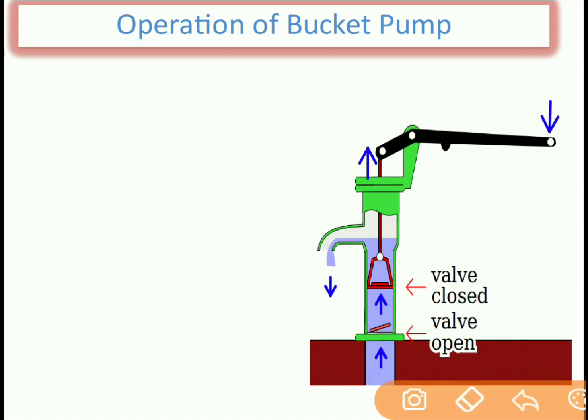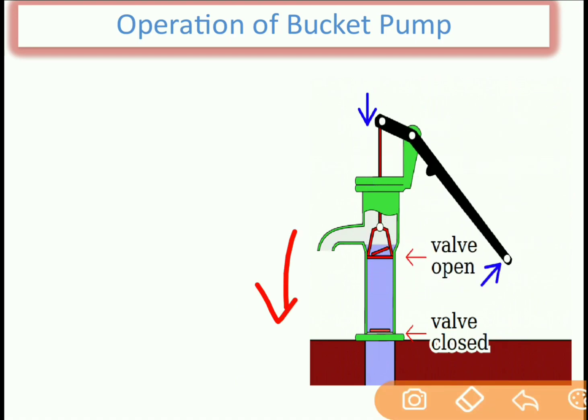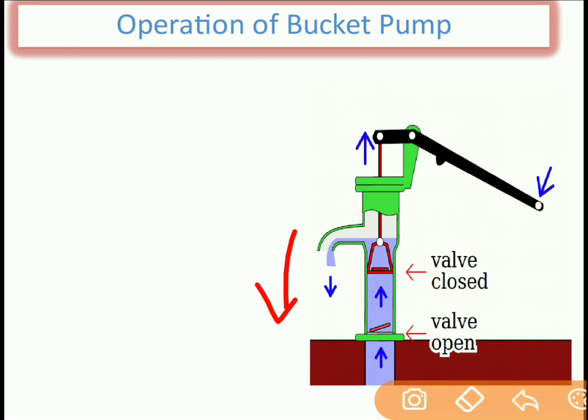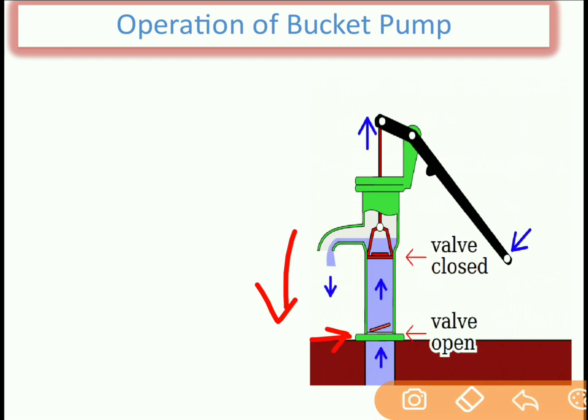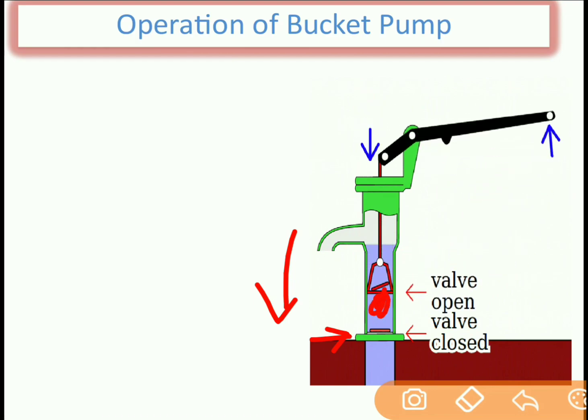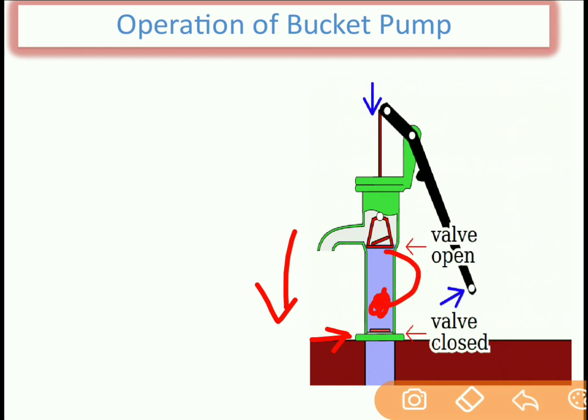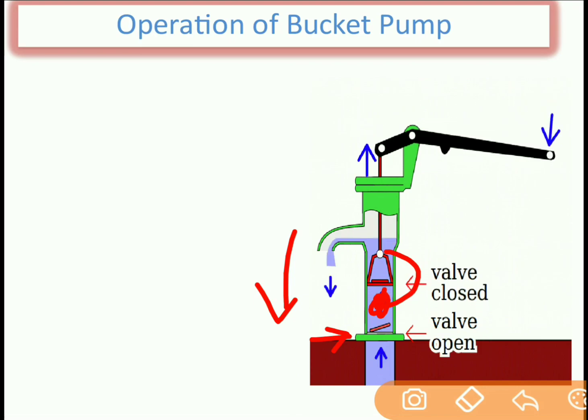Fine. When the piston moves in the downward direction, what will happen? The suction valve will remain closed, but the bucket valve will open. So in this case, the liquid which is present over here will get transferred from the bottom of the bucket to the top of the bucket.